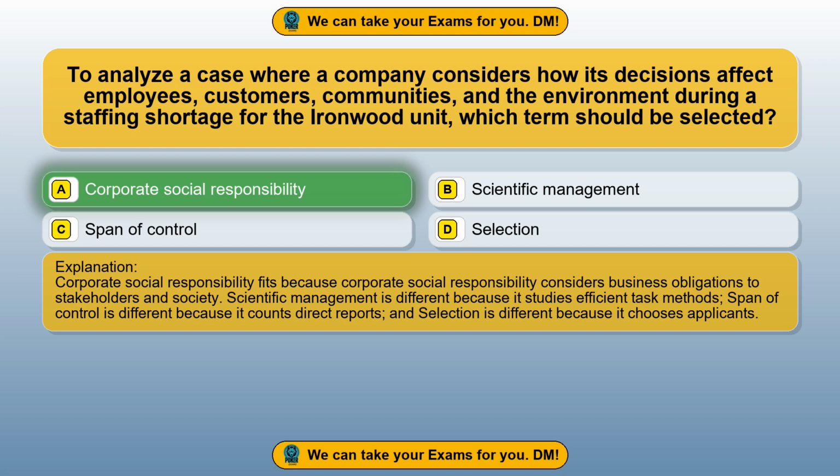Scientific management is different because it studies efficient task methods. Span of control is different because it counts direct reports, and selection is different because it chooses applicants.